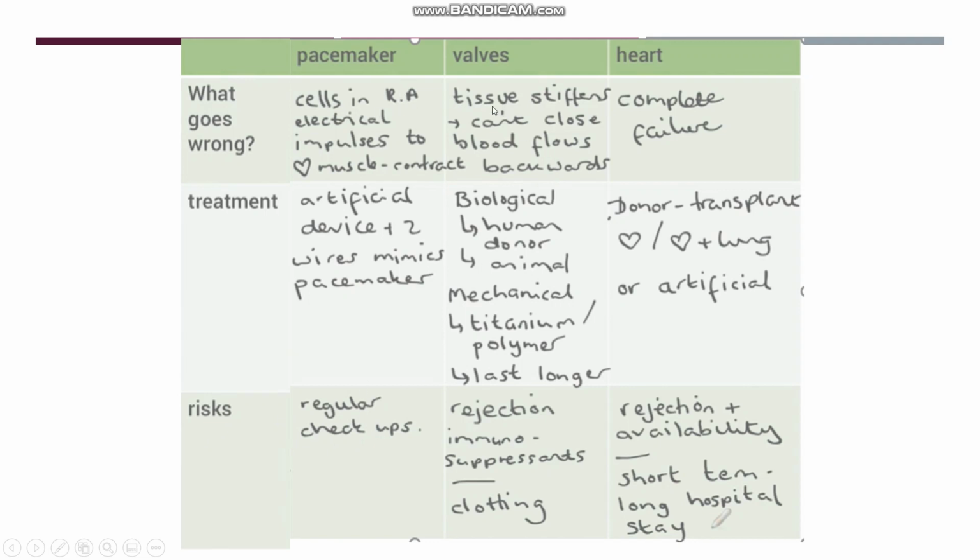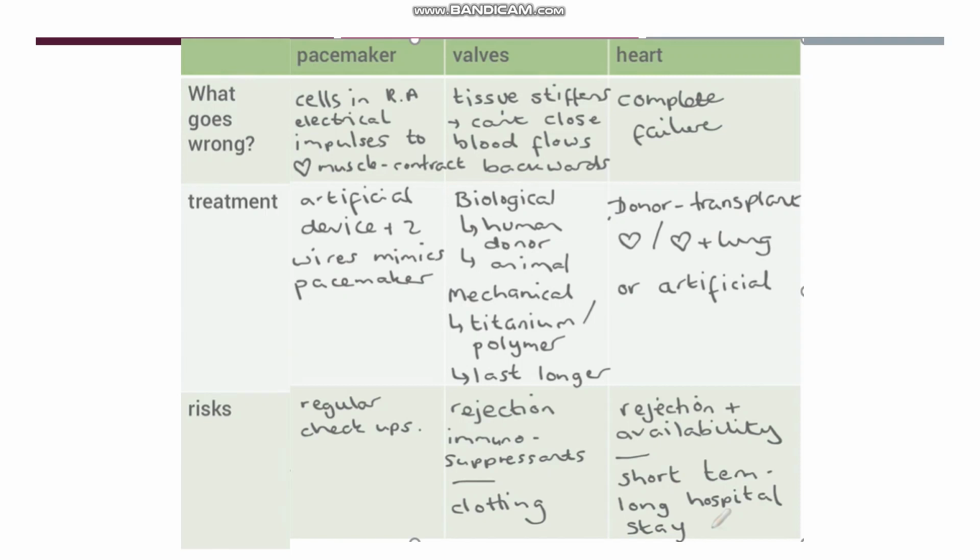The next issue would be that in the heart, if the tissue stiffens and can't close, then there would be blood flow in the backward direction, which is very bad as it can cause blood clots. For this, you'd need a replacement of valves in the heart. There are two types of valves, biological and mechanical. A biological valve would need to be donated by an animal or a human, and a mechanical valve is made from a material such as titanium.